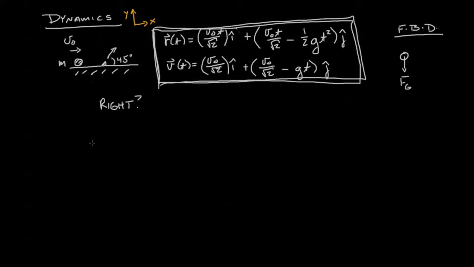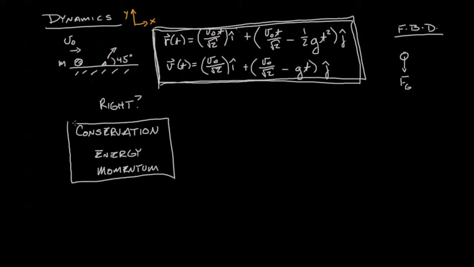I know that for this system, we're going to have conservation of a couple things. The first thing we're going to have is conservation of energy, and we're going to have conservation of momentum. But let's use what we know about conservation of energy and conservation of momentum. Well, what would that look like?